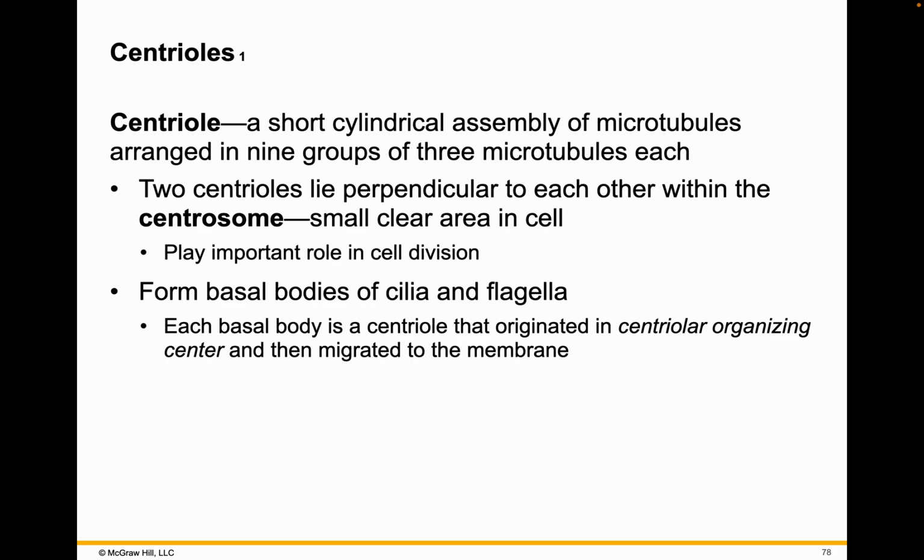Centrioles are short cylindrical assemblies of microtubules arranged in 9 groups of 3 microtubules each. Two centrioles lie perpendicular to each other within the centrosome, a small clear area in the cell, and they play a role in cell division. And they also form the basal bodies of the cilia and flagella.